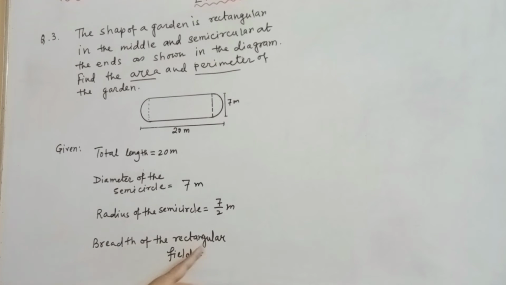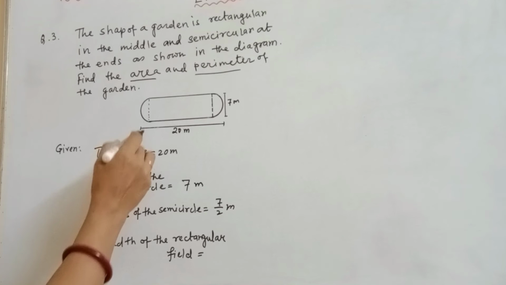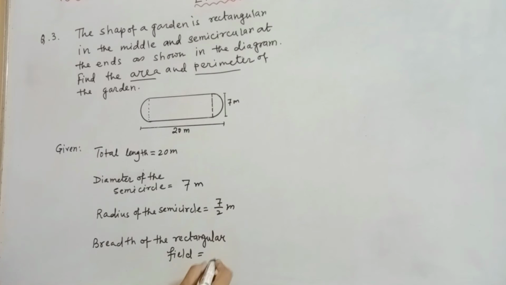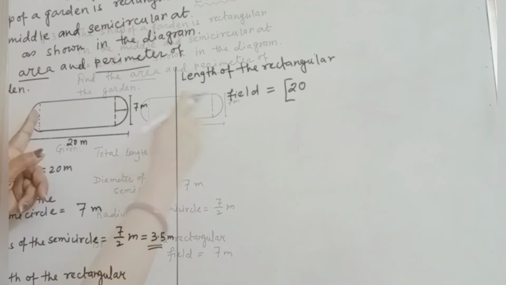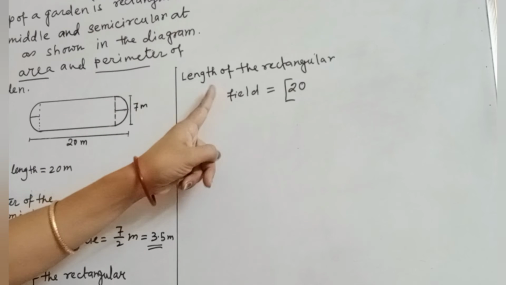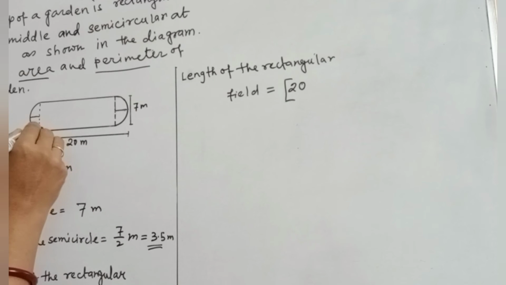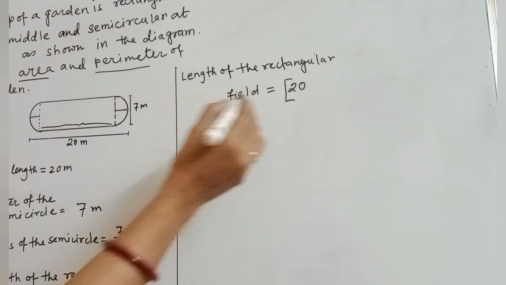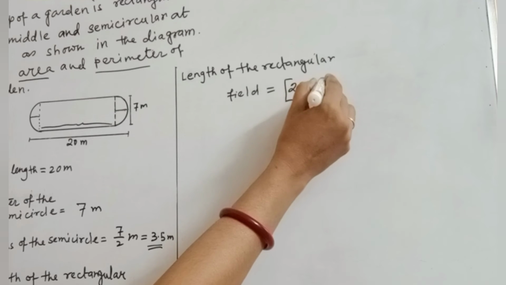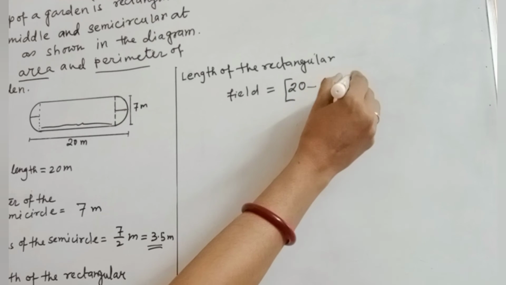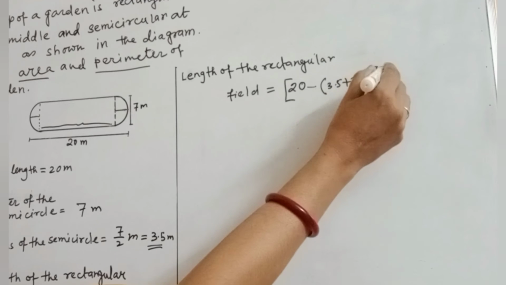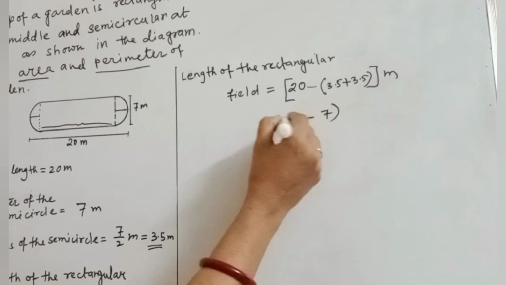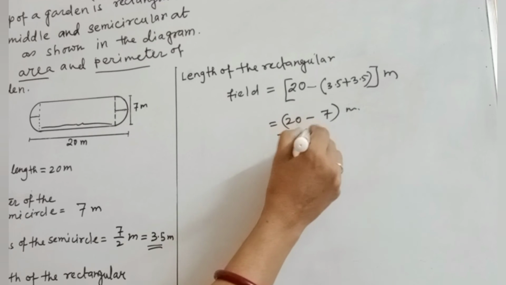And the breadth of the rectangular field. If this one is the length, then the breadth of the rectangular field is 7 meter, with 3.5 from this side and 3.5 from this side. So we can find the length of the rectangle in this way. This length will be 20 minus 3.5 plus 3.5 from both sides. 20 minus 3.5 and 3.5, that is 7, so 20 minus 7 is 13 meter.